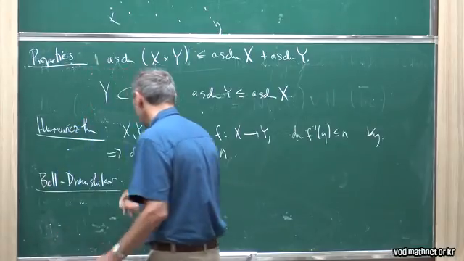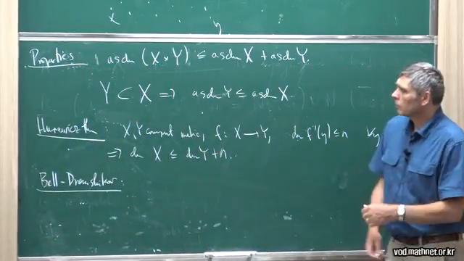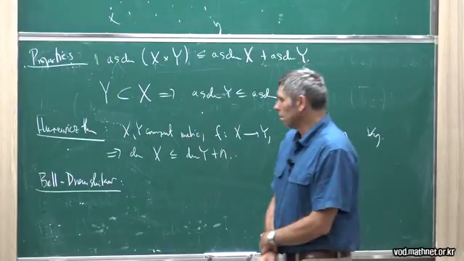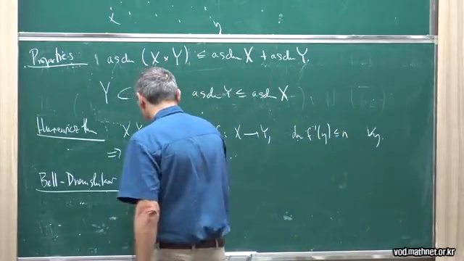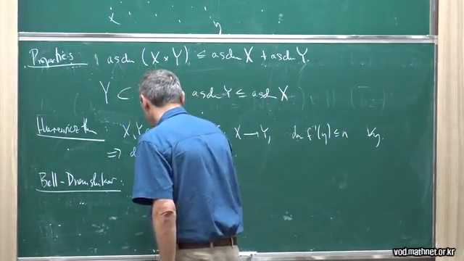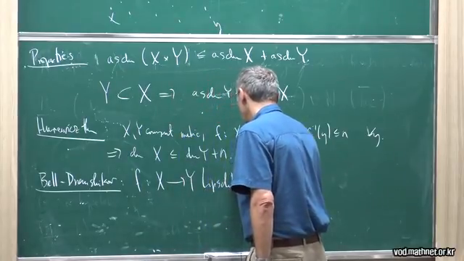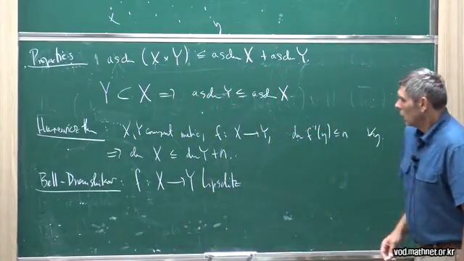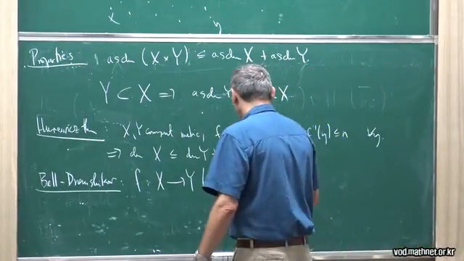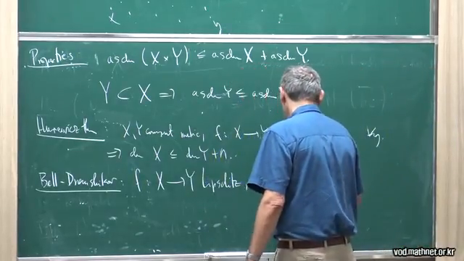And what it says is that if I have a Lipschitz map from X to Y, this is Lipschitz, and X is a path metric space.